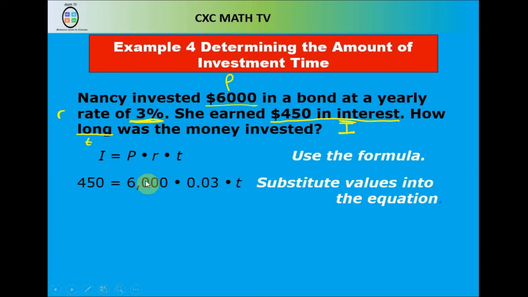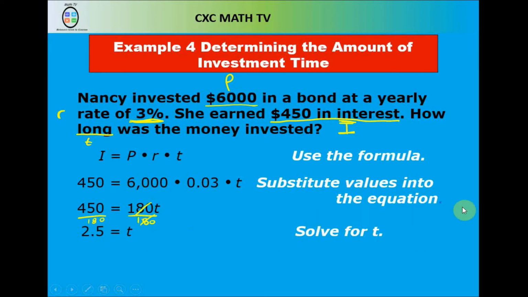So now we can multiply 6,000 times 0.03, and what we get is 180. So we're saying then that 450 is equal to 180 times t. But we still need to find t, so we're going to divide both sides by 180. I know I didn't show it in this step. What we actually did was divide both sides by 180, and 450 divided by 180, you put that in a calculator and you get 2.5.